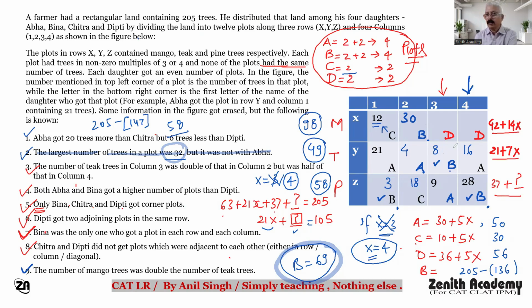Okay. Now it's a matter of D. D, you know, is equal to 56. Here it is 56. So for getting the number of trees with D in these two plots, one point: the largest number of trees in a plot was 32, but it was not with Abha.